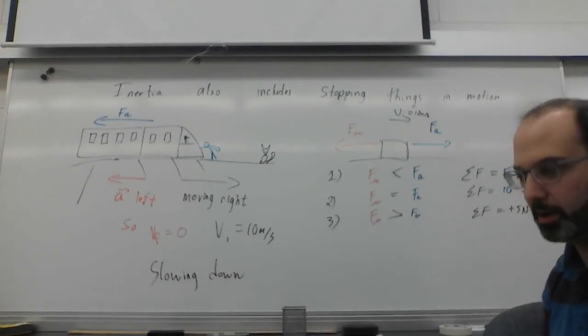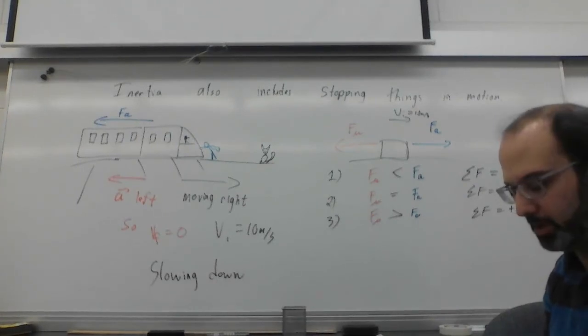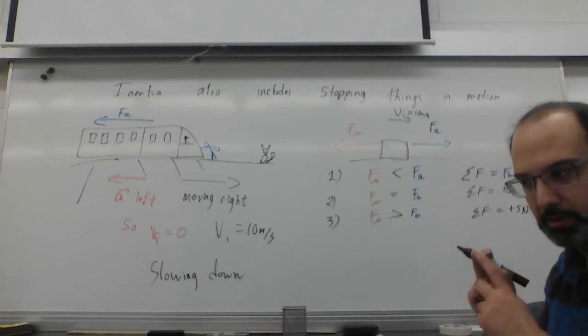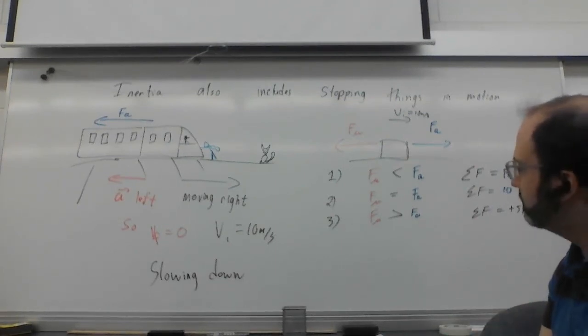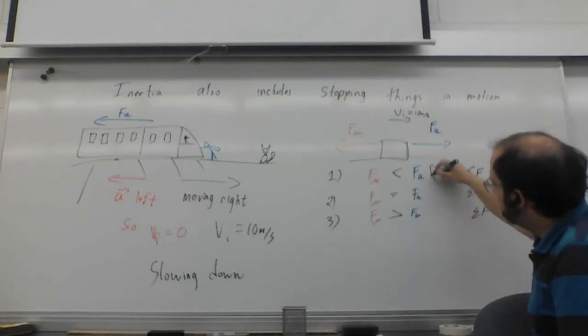Well, in that case, I've got a force going to the right. I've got a velocity going to the right. Force to the right, velocity to the right, object will speed up. So option 1 here is faster.